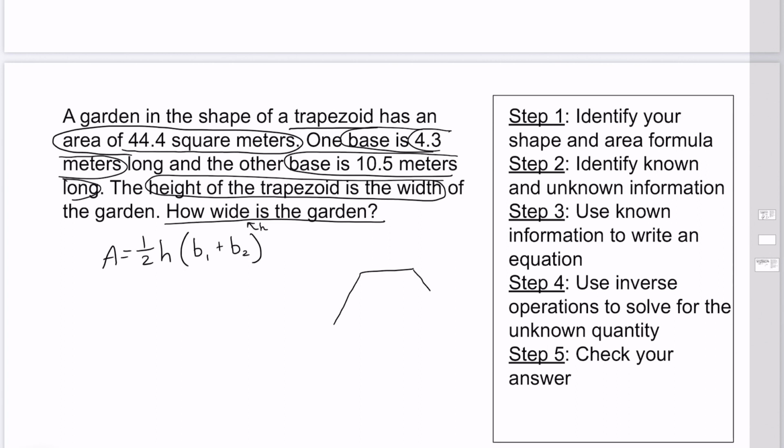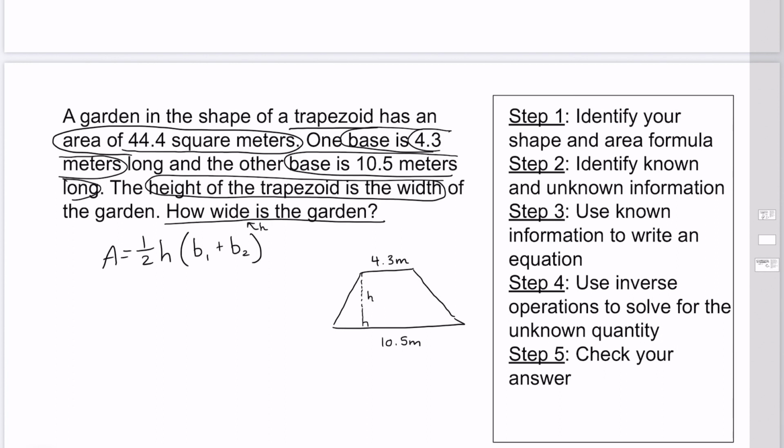So I have my base and my other base. I'm going to label it as 10 and 5/10 meters on the bottom and 4 and 3/10 meters on the top. I have my height, which I'll represent with this dotted line, and we don't know what that is, so I'm just going to write an H.